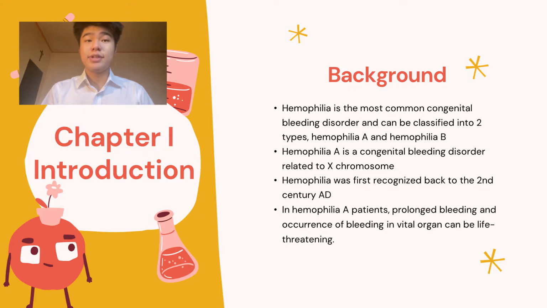Hemophilia A is a congenital bleeding disorder related to X chromosome that is caused by deficiency of factor VIII of the intrinsic pathway of blood coagulation. Hemophilia was first recognized back in the 2nd century AD, which was recorded in the Talmud. It was stated that male babies should not be circumcised if two brothers had already died due to excessive bleeding from the circumcision. In a Hemophilia A patient, prolonged bleeding and occurrence of bleeding in vital organs can be life-threatening.